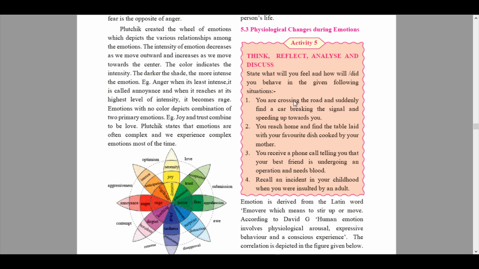So let's start reading our activity. First, you are crossing the road and suddenly find a car breaking the signal and speeding up towards you. Second, you reach home and find the table laid with your favorite dish cooked by your mother. Then we move forward to the third one. You receive a phone call telling you that your best friend is undergoing an operation and needs blood. Fourth, recall an incident in your childhood when you were insulted by an adult. Each of these will involve a different emotion displayed, so just discuss this and get an efficient answer.